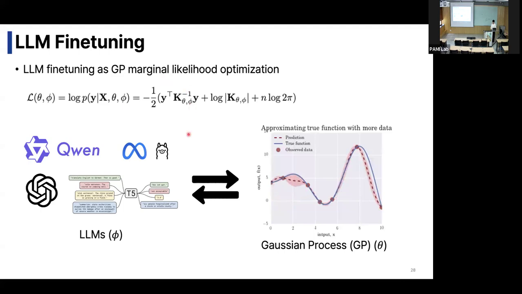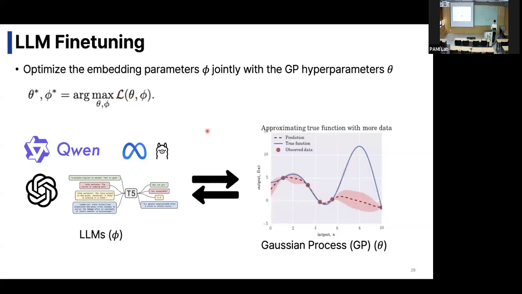As a result, our framework involves optimizing two sets of parameters, theta and phi. Theta is the hyperparameters of the Gaussian process kernel, and phi is the parameters of the transformation function. We perform joint training by maximizing the marginal likelihood of the Gaussian process. This allows both theta and phi to be jointly trained in a way that aligns the inductive biases of the GP with the learned LLM embeddings.